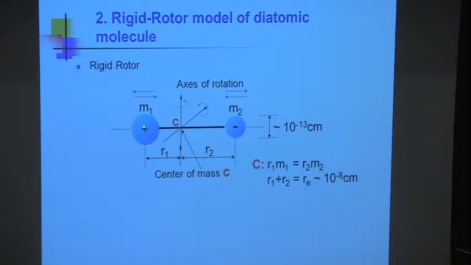You know the mass of this nucleus. You know the mass of this other nucleus. You may or may not know the separation distance. But in a mechanics problem, the first thing you do is you find the center of mass. You find the center of mass, which is somewhere here.